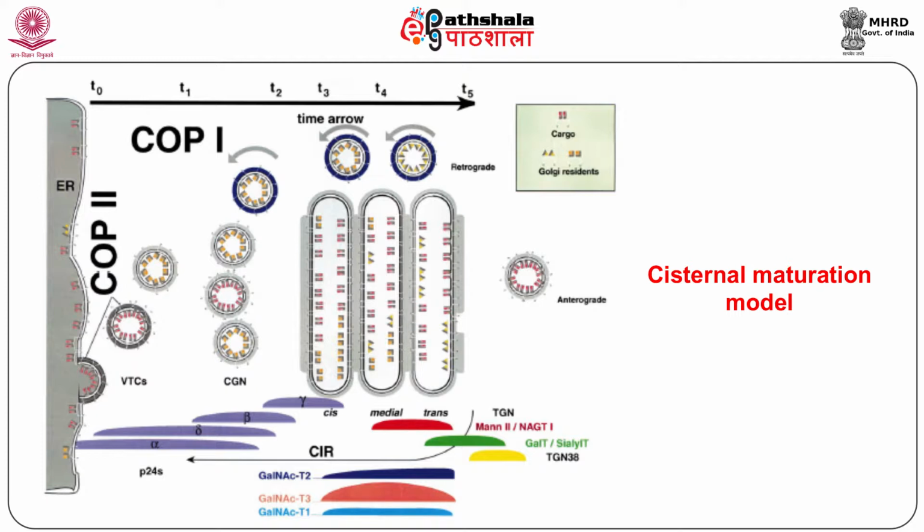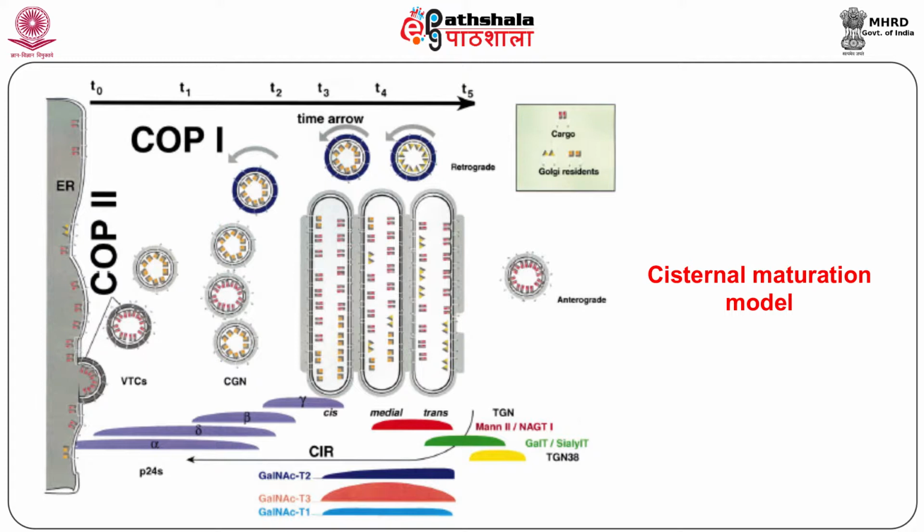Along with anterograde transport, that is from cis to trans cisternae mediated by COP2 vesicles, retrograde transport, which is from trans to cis cisternae facilitated by COP1 vesicles, is also observed in Golgi cisternae. This retrograde transport maintains the spatial distribution of enzymes and functional proteins within the Golgi stack. The model explains transport of large molecules.